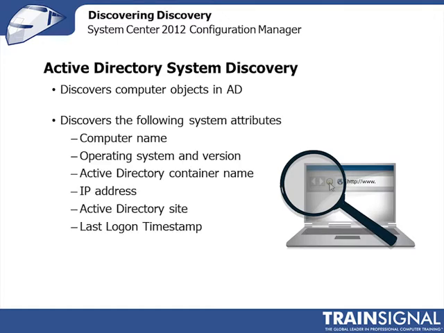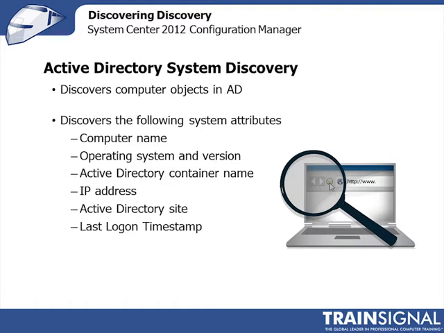It'll also discover a number of system attributes, including the name of the computer, the operating system, the Active Directory container name in which the system exists, the IP address of the system, the Active Directory site, and the last time the system was logged on to. Now, notice it finds a lot of information. Well, you can use this information.